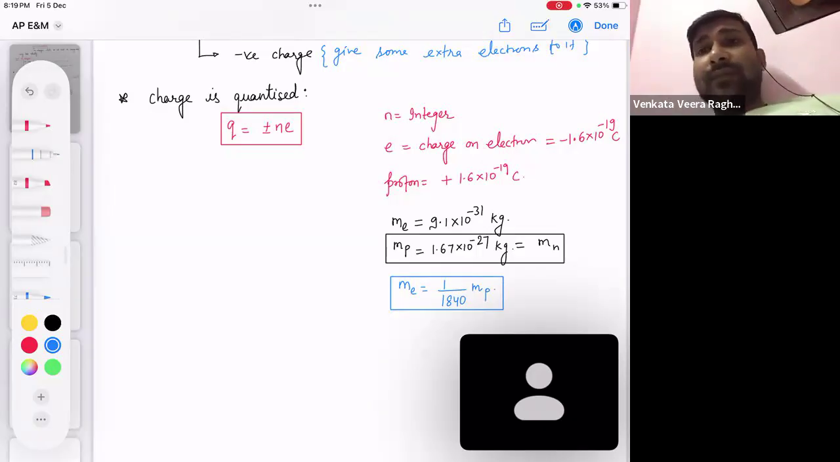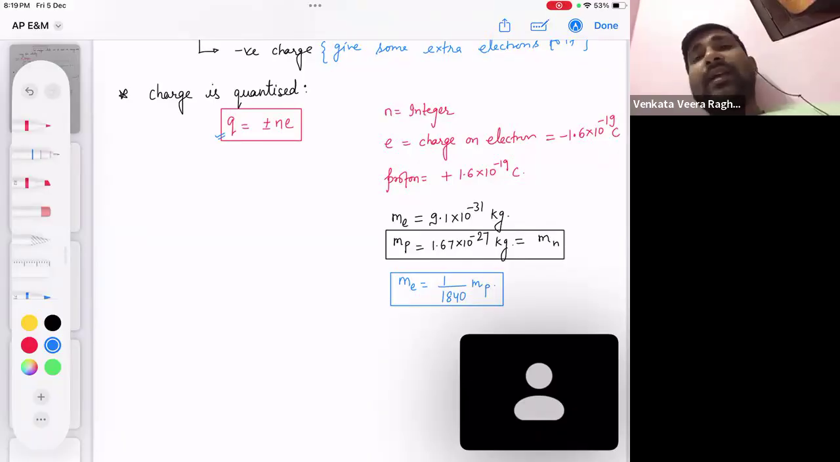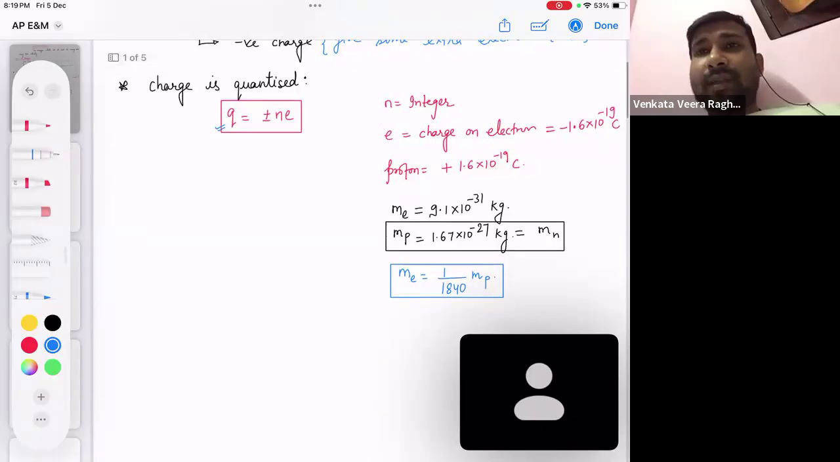Is that clear? The first important thing we have learned is that charge is quantized. Okay? So any object's charge will always be an integral multiple of the charge of an electron. If it is given some electrons, the body will get negatively charged, or we will say it's a negative charge body. If some electrons have been removed from the body, it will get positively charged, right?